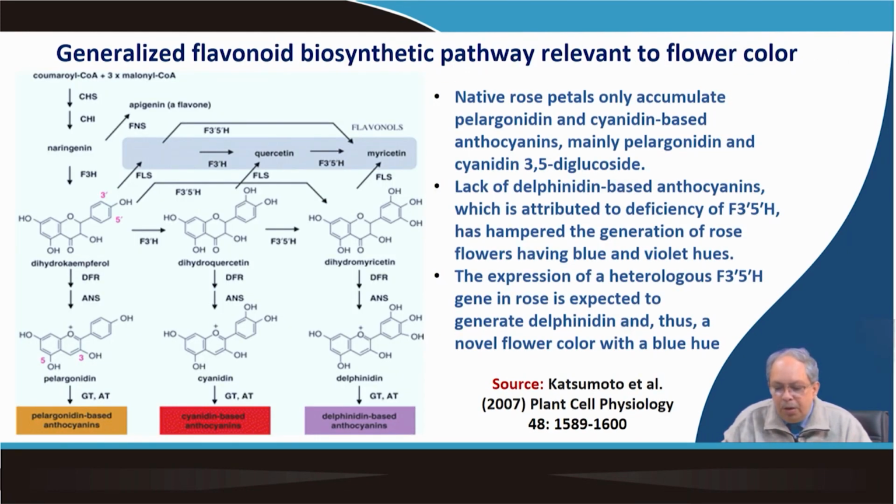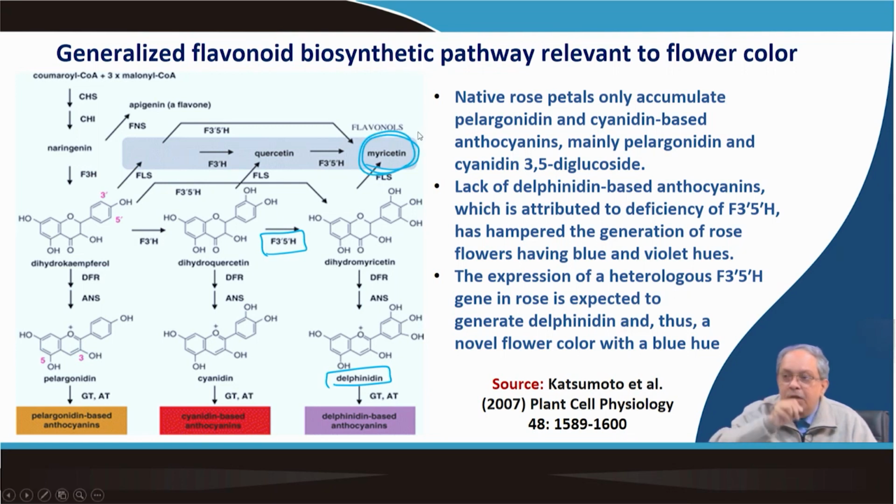Next, attempts were made by the Suntory and Florigene group, who worked together and aimed to make a blue colored rose. As you see from the knowledge we have gained, in order to have a blue colored rose, delphinidin must be accumulated. If delphinidin is to be accumulated, then F3'5'H should work, and along with that myricetin, a flavonol pigment. So, myricetin accumulation is also required.